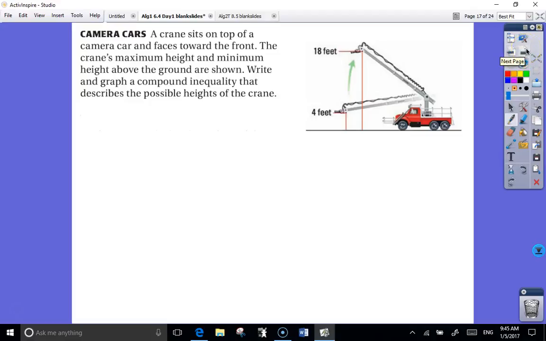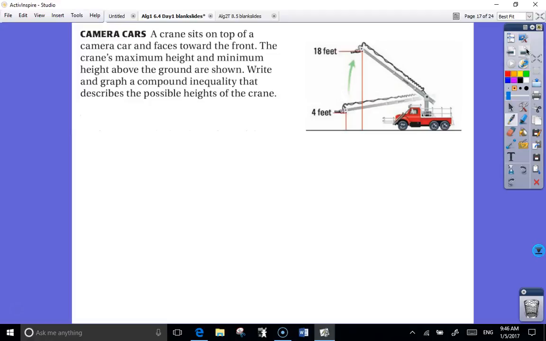Okay, so here's a word problem. A crane sits on top of a camera car and faces towards the front. The crane's maximum height and minimum height above the ground are shown. Looks like 4 is the minimum and 18 is the maximum. Write and graph a compound inequality that describes the possible heights of the crane.